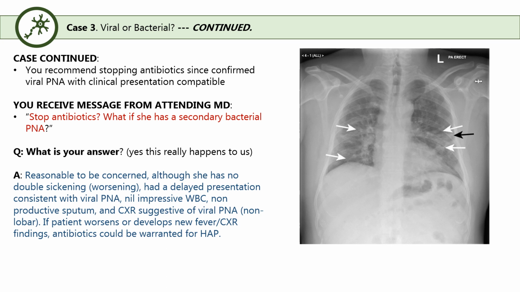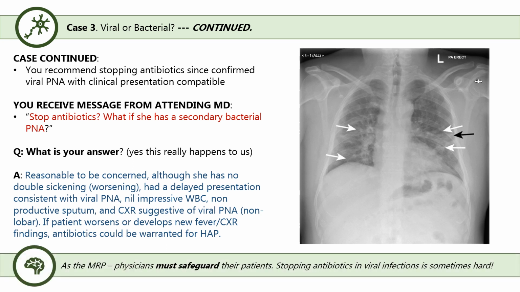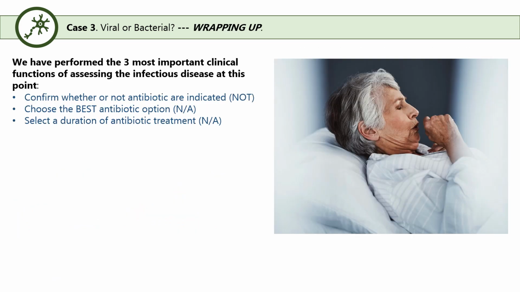But if the patient worsens in hospital or develops a new fever or chest x-ray findings while in hospital, antibiotics could be warranted for a hospital-acquired pneumonia. As the MRP, physicians must safeguard their patients, and although they often know that viral infections don't deserve antibiotics, it's sometimes hard to let go.